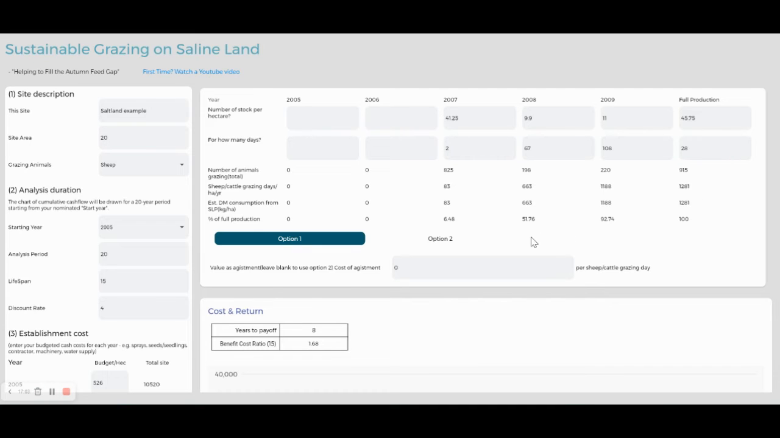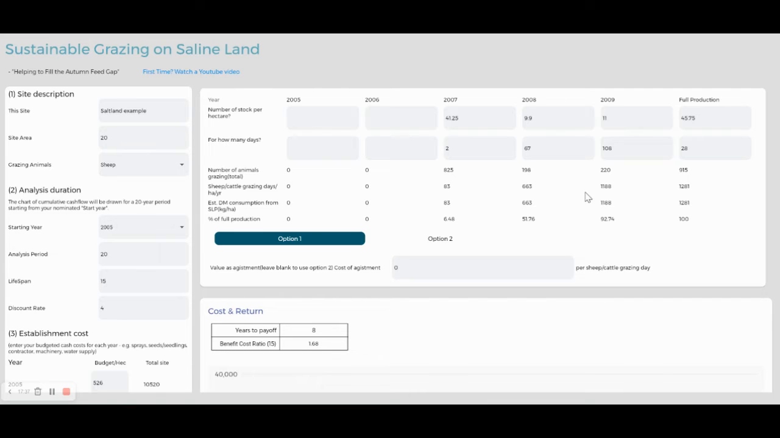Part of what the tool calculates is the proportion of full production. So in the first year, only 6% of full production in the amount of grazing, they got jumped to 50% in the second year of grazing, and then to just over 90% in the third year of grazing, and then, as I said before, maintaining it at 100% of full production through to the lifespan, which in this case was 15 years, the expected lifespan.